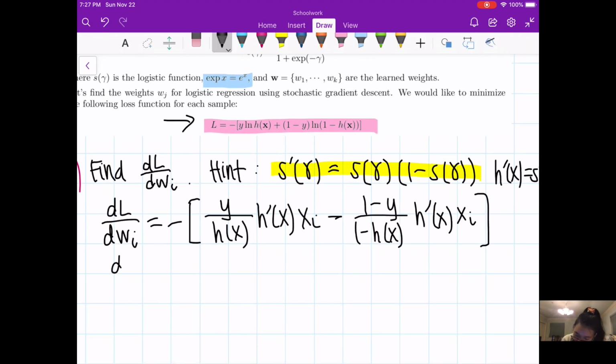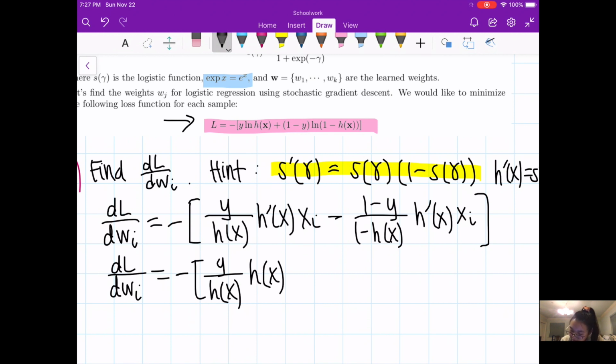So I would end up getting the derivative of the loss with respect to the weight equal to negative, and this stays the same, but now I substitute h of x times 1 minus h of x, and then we still have the xi, and then we do the same thing over here.